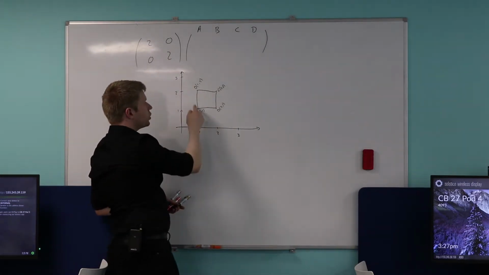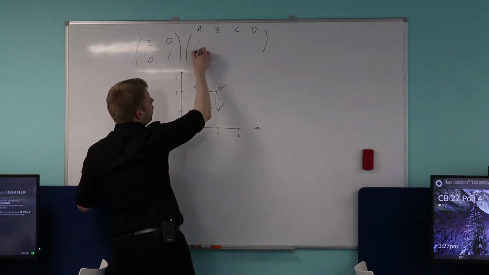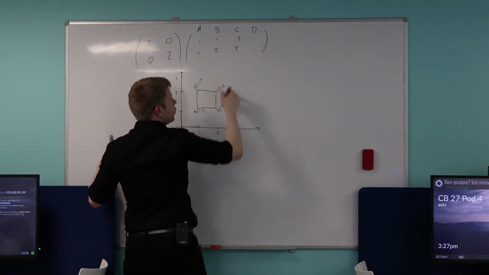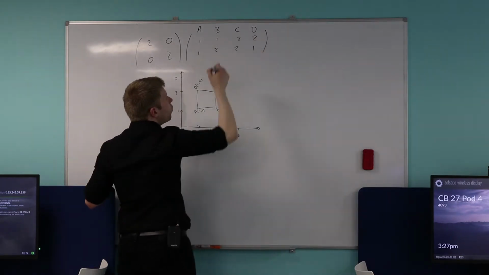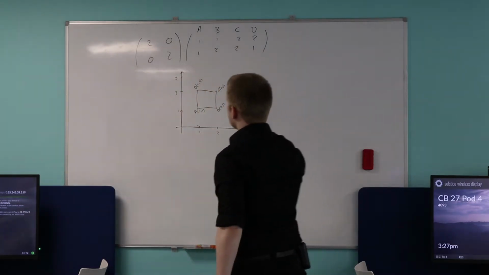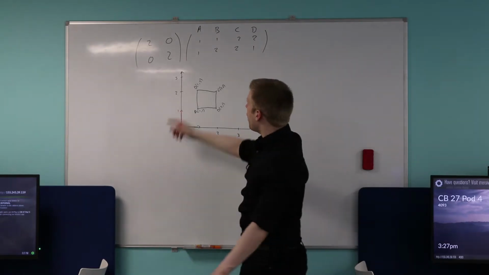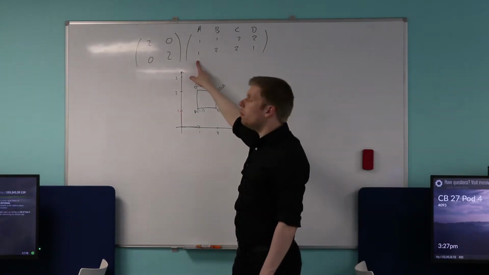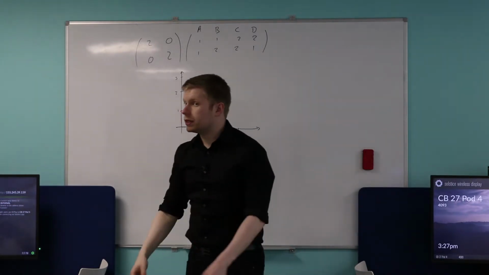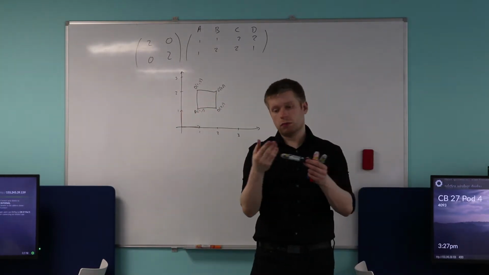Okay, so I'm just going to put each of my coordinates in this matrix here. So A will be 1, 1, B will be 1, 2, C will be 2, 2, and D will be 2, 1. So here's my task for you. All I want you to do is multiply these two matrices together. And that will tell you where the new coordinate of A will end up, the new coordinate of B, the new coordinate of C, and the new coordinate of D. So can I give you 30 seconds to multiply those two matrices together for me?